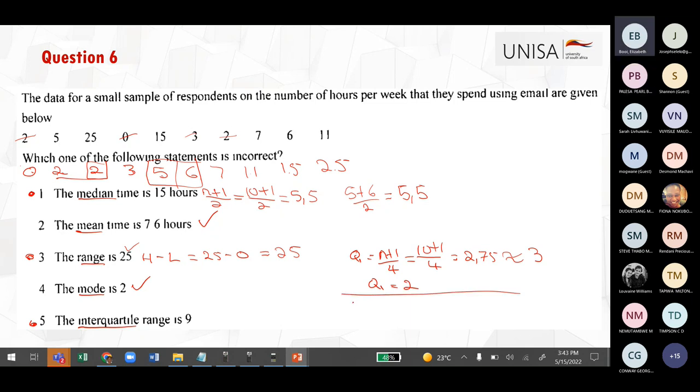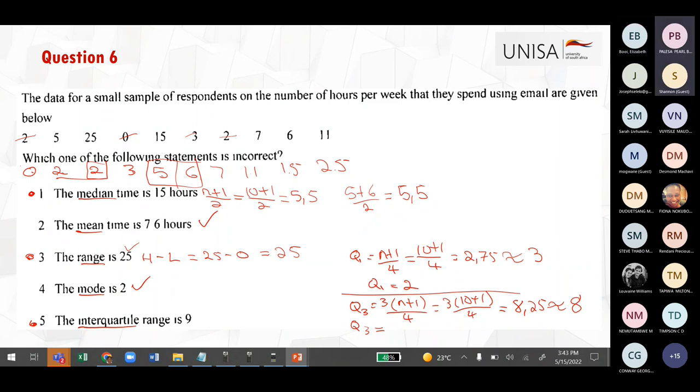We also need to find Q3. And Q3 is 3 times Q1, which is n plus 1 divided by 4. So it's 3 times 10 plus 1 divided by 4, which is 11 times 3, which is 33 divided by 4. What is 33? 8.25. And which is position 8. 8.25, we're going to round it down and we say it's on position 8. And therefore, our Q3 is 11.